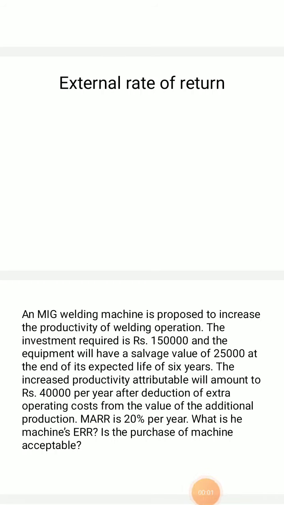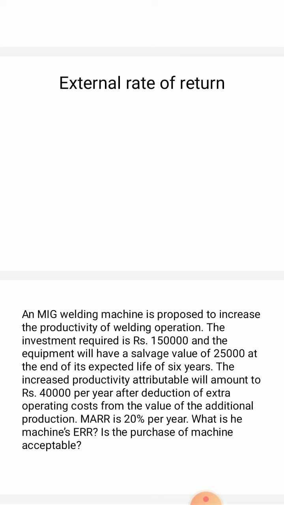Of you. In continuation of the last video on internal rate of return, now we move to another term, the external rate of return. In this external rate of return, we calculate the interest rate for a reinvestment purpose.